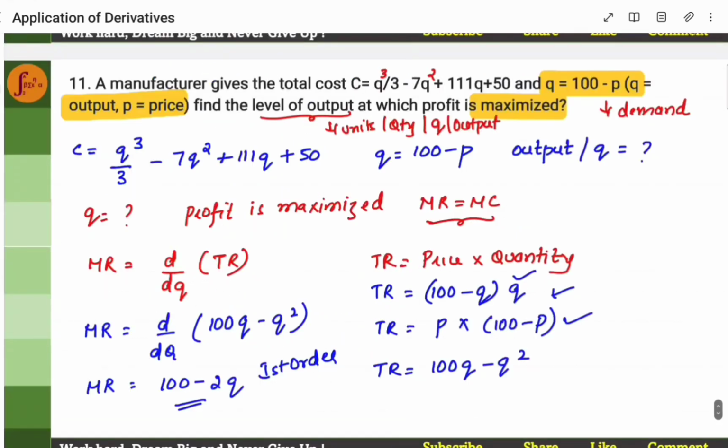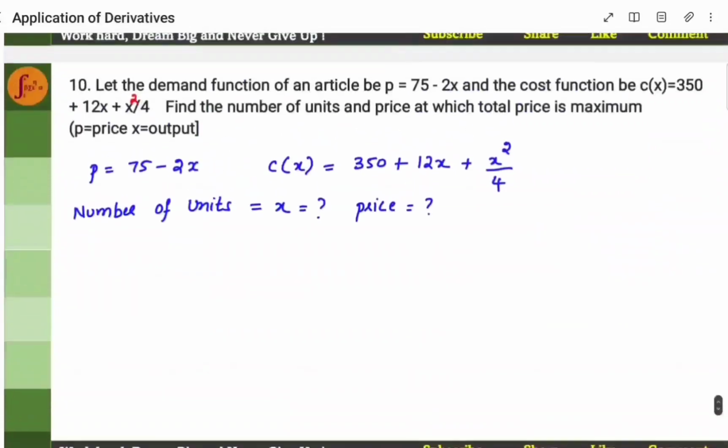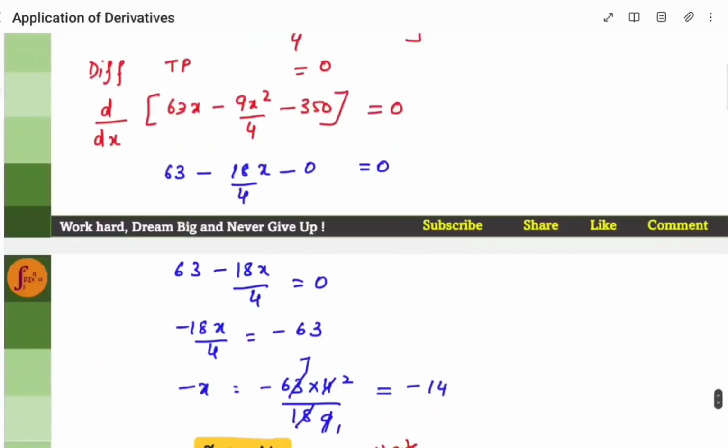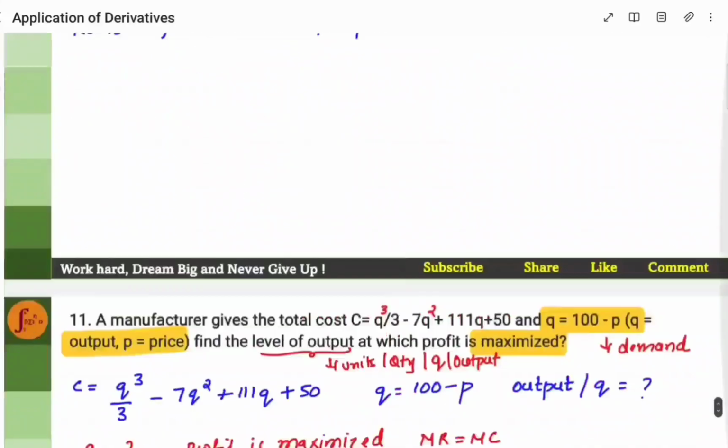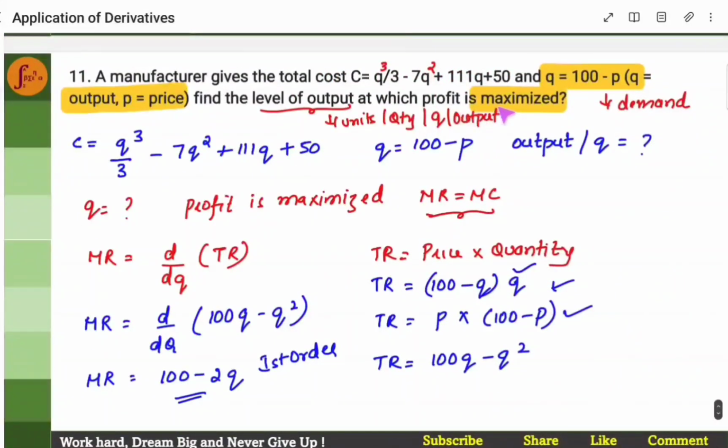Now remember one thing. There is a minor difference between the previous problem and this problem. In the previous problem, it was total profit, so we used the total profit formula, which is total revenue minus total cost. In this problem, it is profit maximization, so we use this formula, which is marginal revenue is equal to marginal cost.